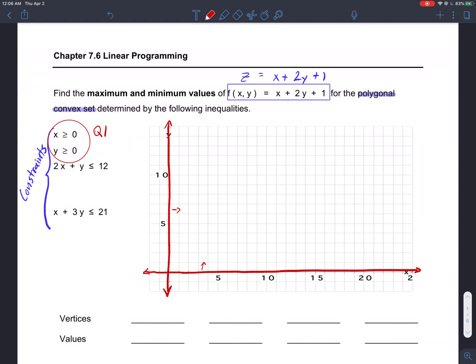I think every word problem we're going to deal with is going to have the region in quadrant 1. These two constraints are very common. They are basically listed in every problem, especially every applied problem, I should say.